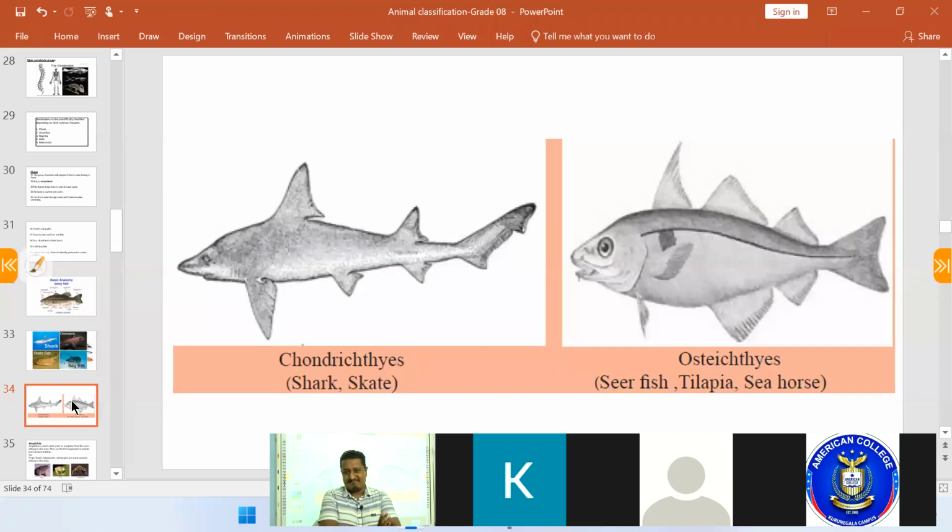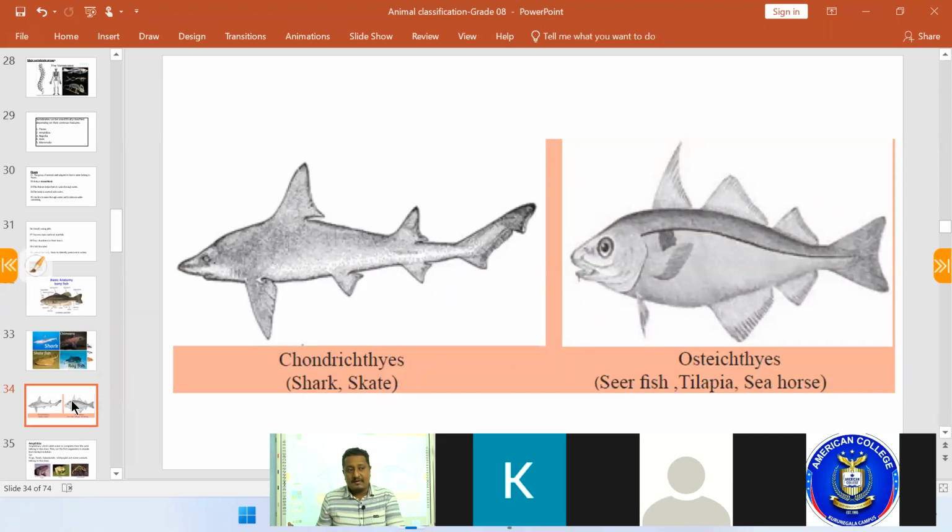Shark or the skate, they don't have bones in their body. They have cartilage. They are cartilaginous fish. Cartilage is softer than bones. We have cartilage at the end of our nose and at the end of the earlobe, which feels soft. Such soft tissue is cartilage. That is what sharks have. They are called cartilaginous fish.